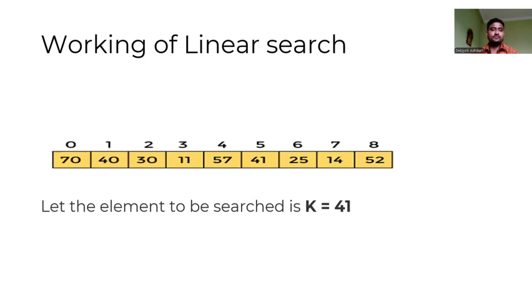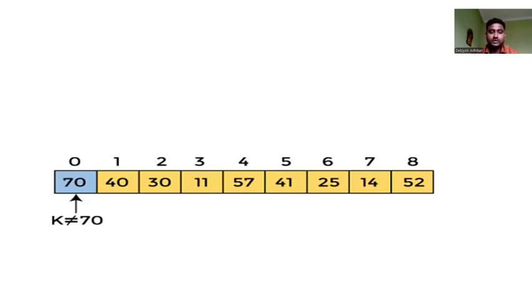So here you can see one array is given, with index numbers 0 to 8, and the values are 70, 40, 30, 11, 57, 41, 25, 15, and 42. And here the target element is 41, and we are storing this inside a variable k. I have already told you that in this algorithm we check the whole array from the beginning to the end of this array.